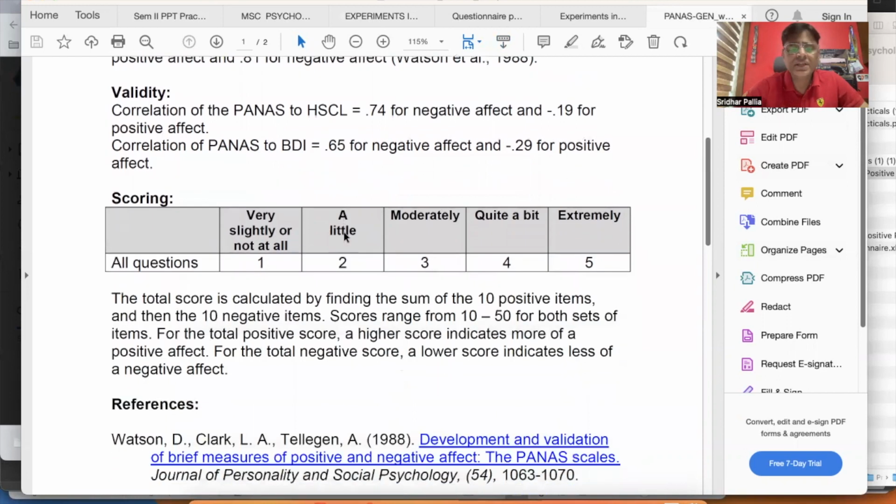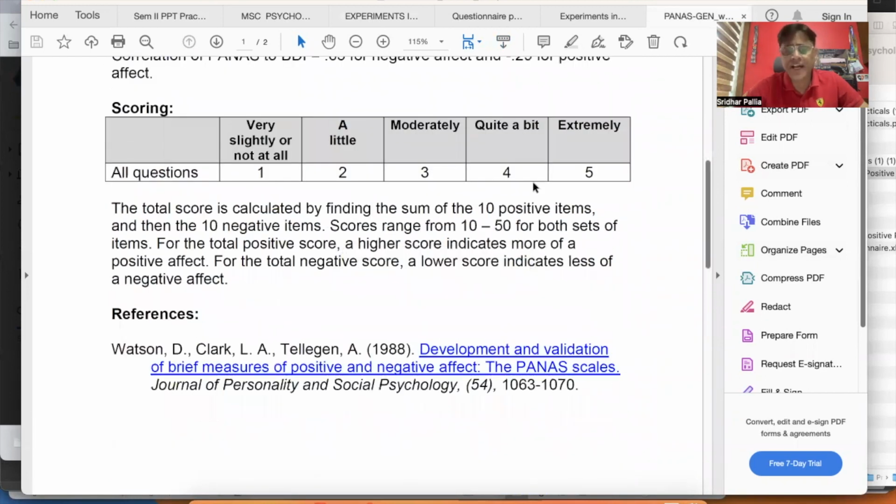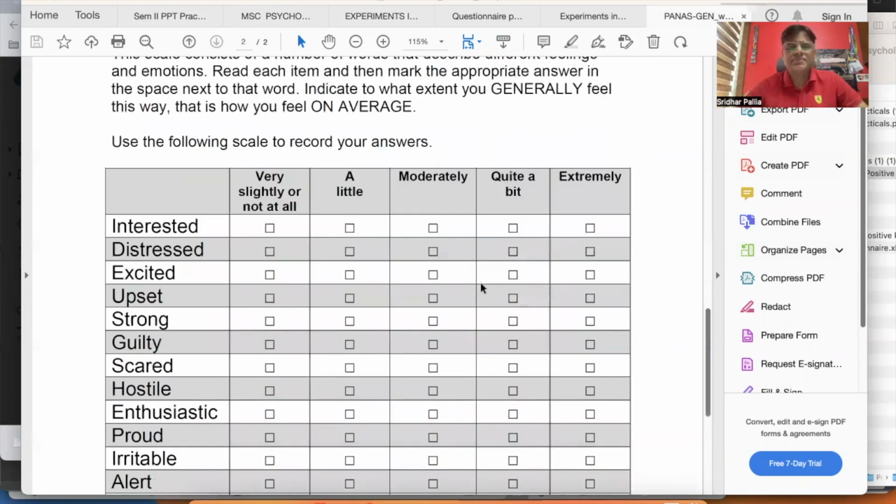If you look at that questionnaire as such, you need to rate it on a scale of 1 to 5, 1 being very slightly or not at all, or very unlikely that they are going to experience that particular phenomenon. And extremely likely, obviously, is 5. So what are they?